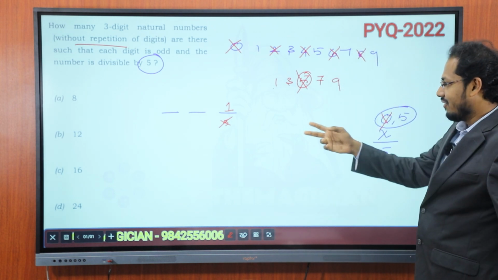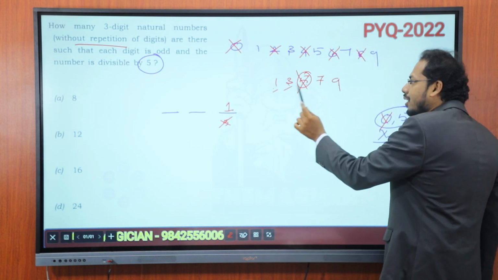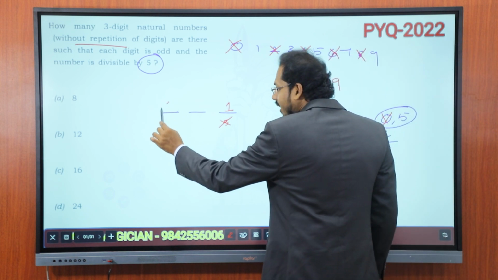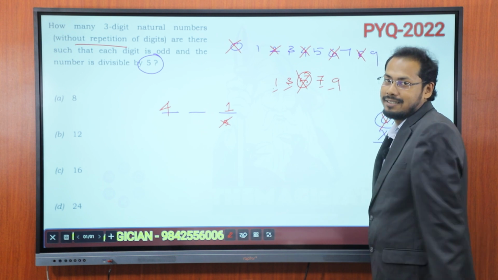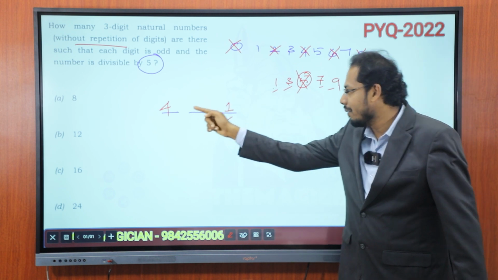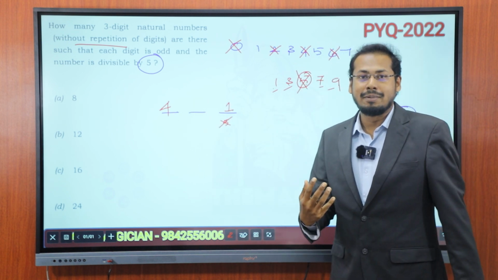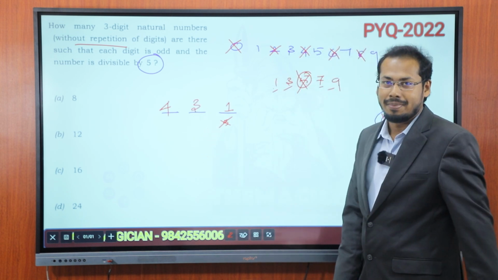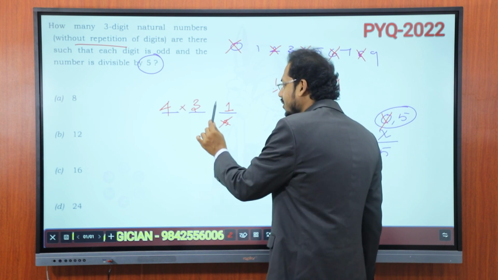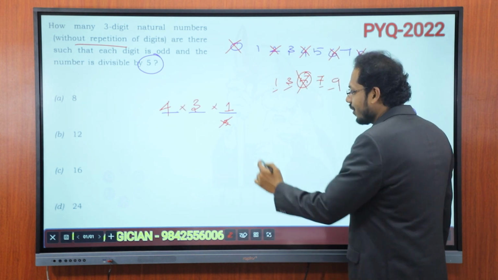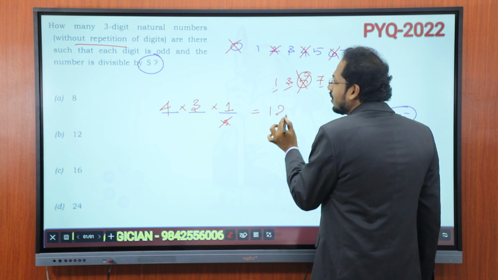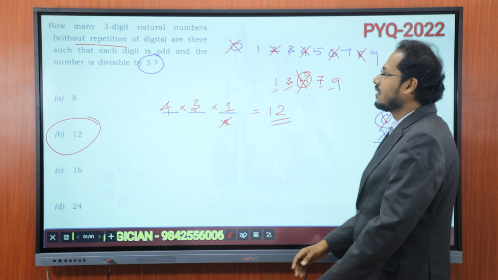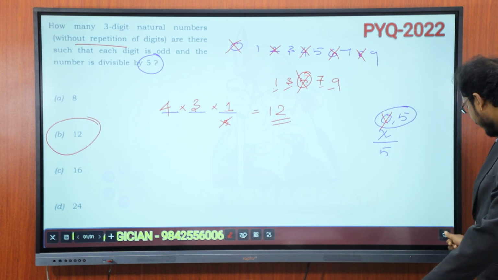Next, if 5 is written, how many remaining numbers are there? I had 4 numbers. Out of the 4 numbers, any one number will be placed at the first place. The remaining numbers are 3, and from the 3 numbers, any one number will be placed here. So our answer will be 4 into 3 into 1. 4 into 3 is 12, 12 into 1 is 12. So 12 is the right answer. Got it? Right, next question.